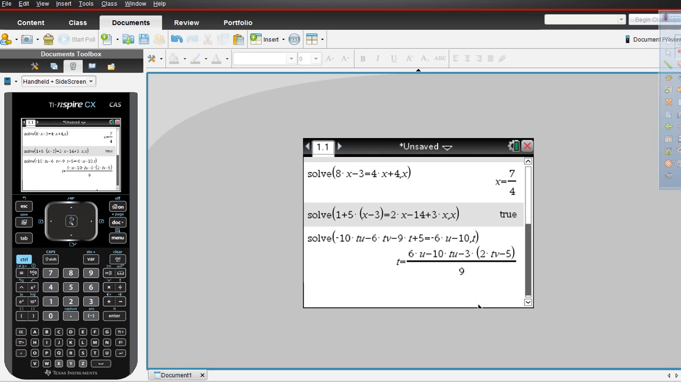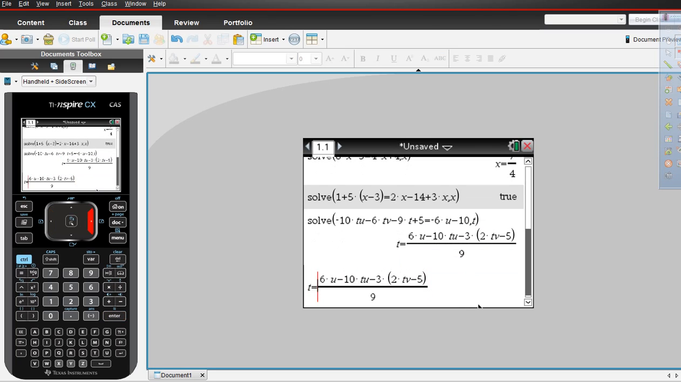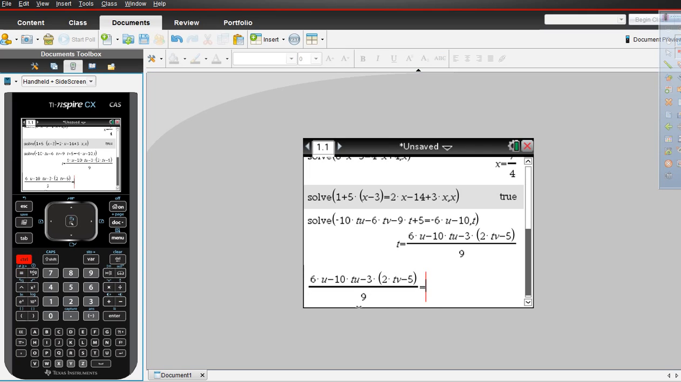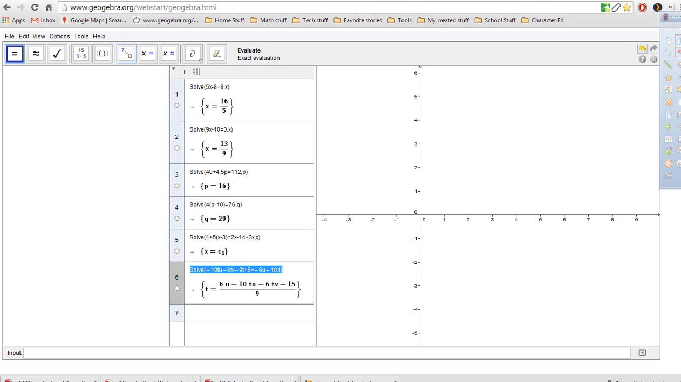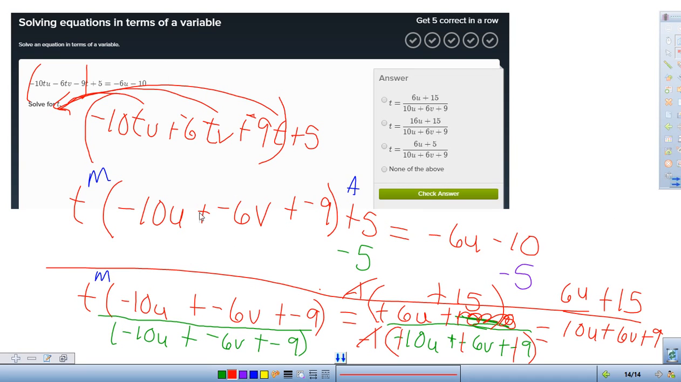So now what I have to do is this. This is a trick here, right? I'm going to test to see if these two expressions are equivalent. Is that equal to what I got by hand? And what I got by hand, let me do my fraction over here with Control divide. If you remember, I got 6u plus 15 over 10u plus 6v plus 9. I got this one right here.